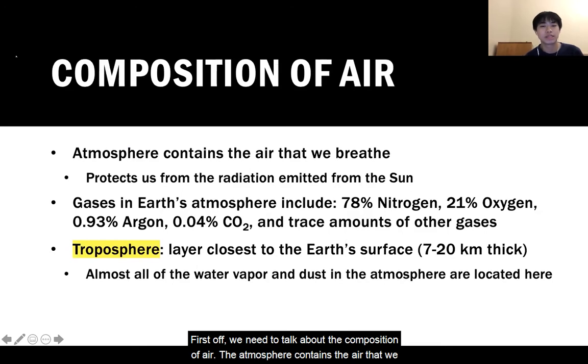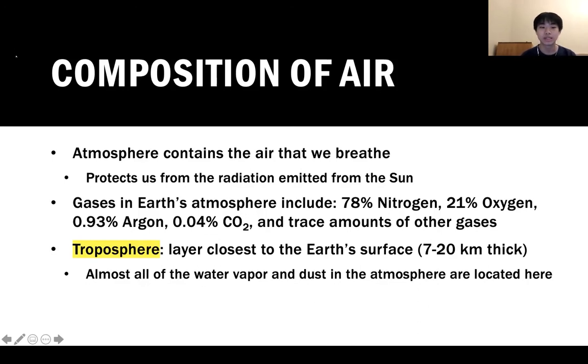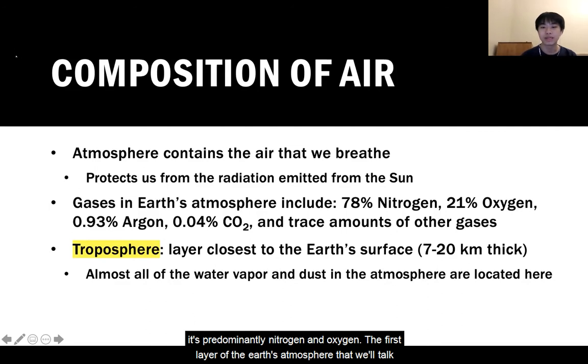So first off, we need to talk about the composition of air. The atmosphere contains the air that we breathe and also protects us from the bursts of heat and radiation emitted from the sun. The gases in the Earth's atmosphere include 78% nitrogen, 21% oxygen, 0.93% argon, 0.04% carbon dioxide, and trace amounts of other gases. So you can see that it's predominantly nitrogen and oxygen, and 78% nitrogen.